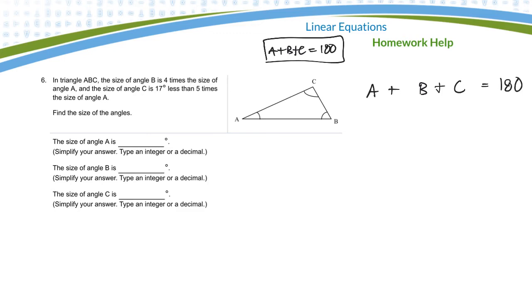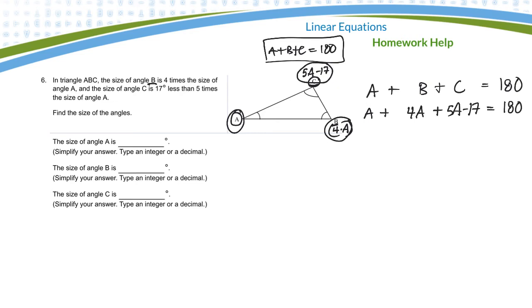Now it says angle B is 4 times as big as A. So B, that's this one here, that's 4 times what A is. Then they say angle C, that's this one here, is 17 less than 5 times A. So you multiply A by 5 and then take away 17, that'll give you C. And A will just leave as A. Now let's plug all these things into our formula over here. So A is just A, B is 4 times A, plus C is 5A minus 17, is equal to 180.